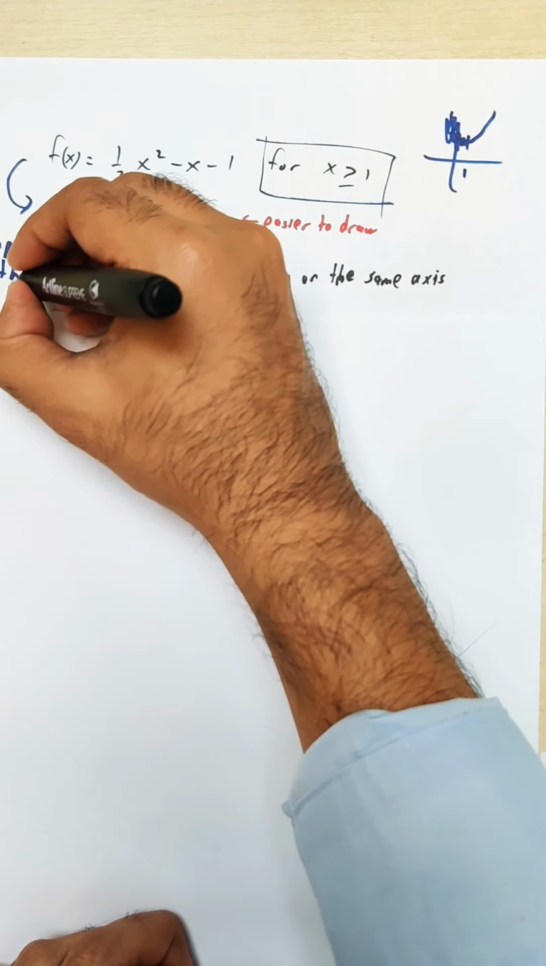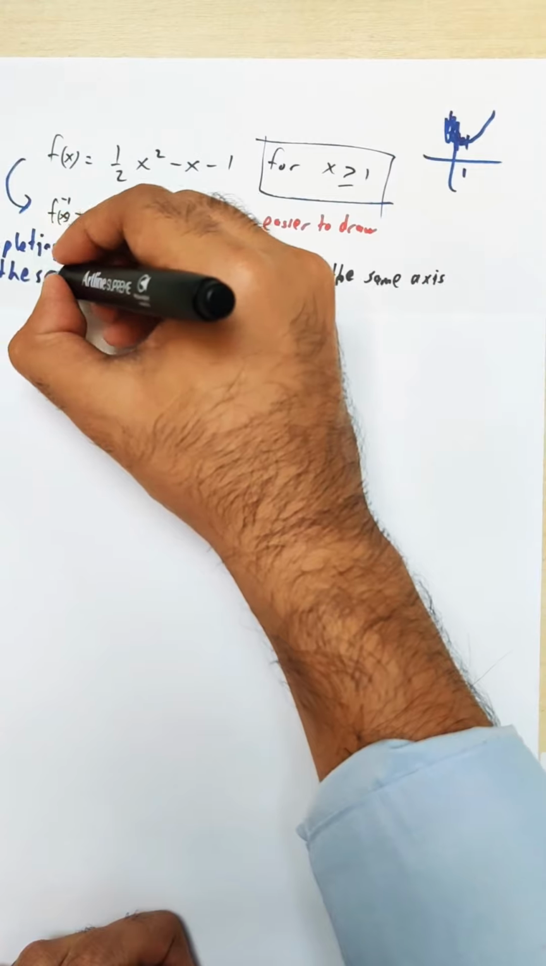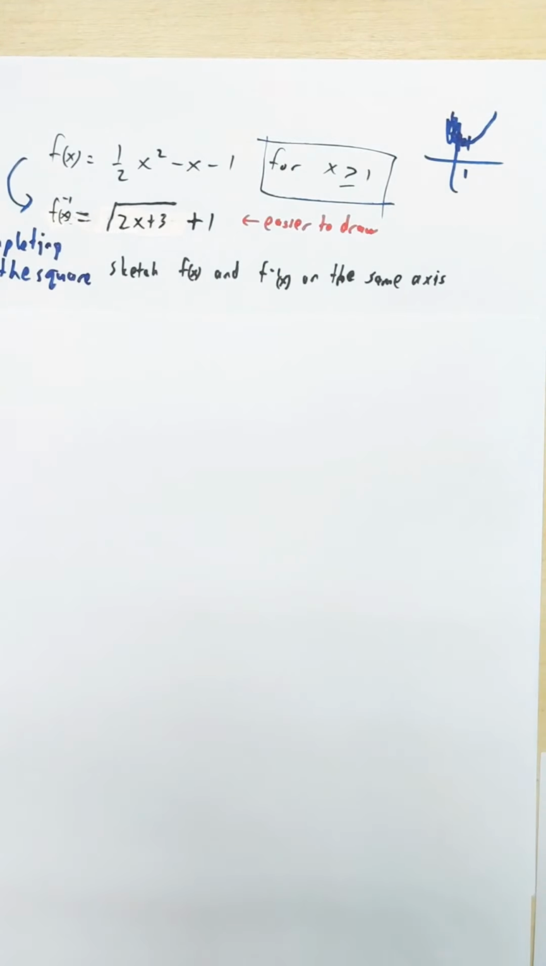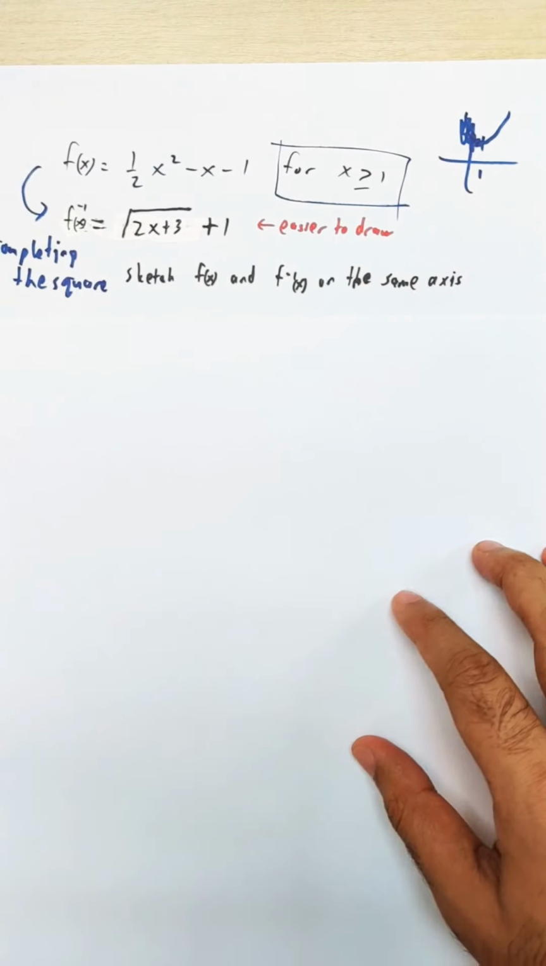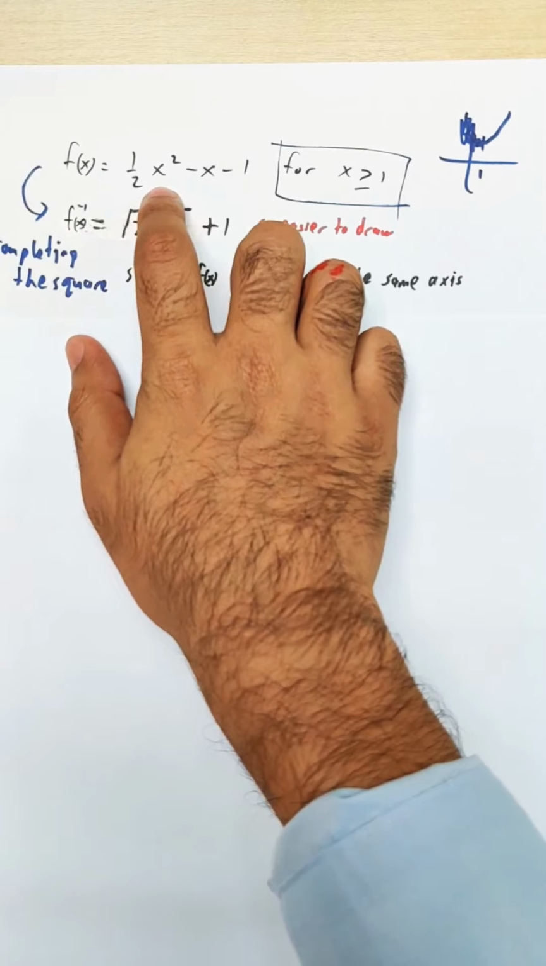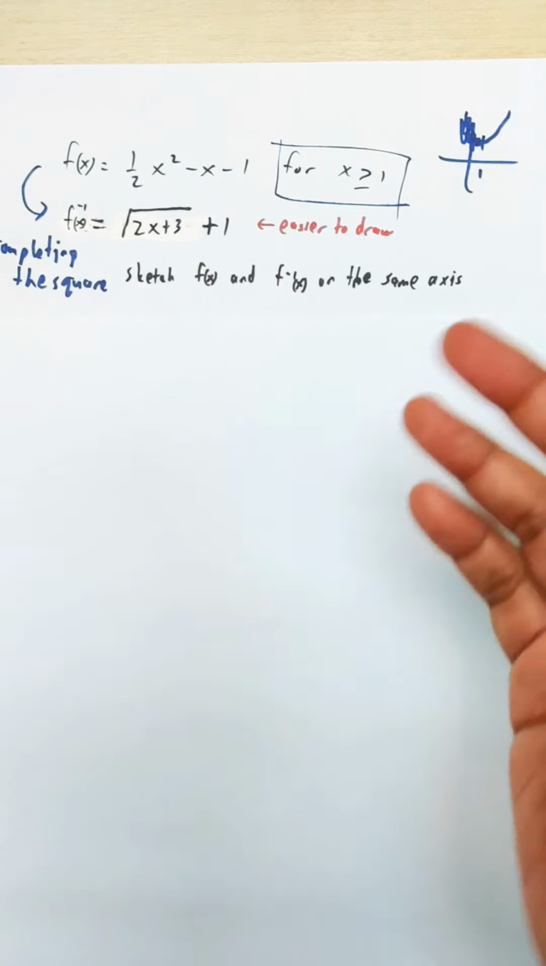You may try it out. And the question, we just want to sketch both of them on the same axis. Okay, so let's have a look. Which one do you think is easier for you to draw, the first one or the second one? Well, if you want to draw the quadratic, you need to find the minimum point and the turning point and everything.